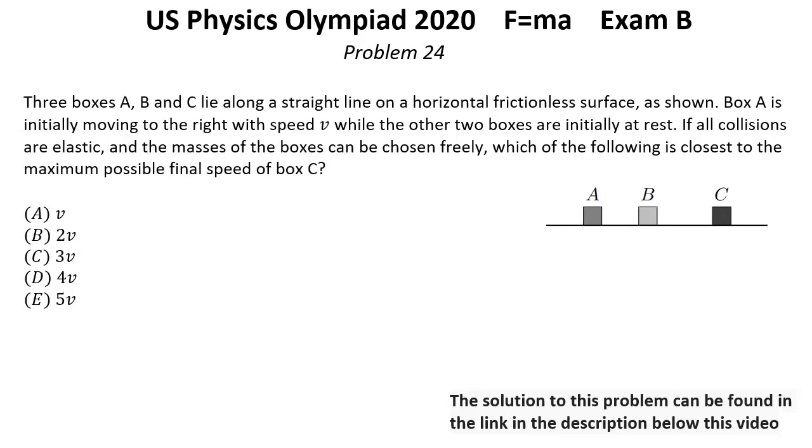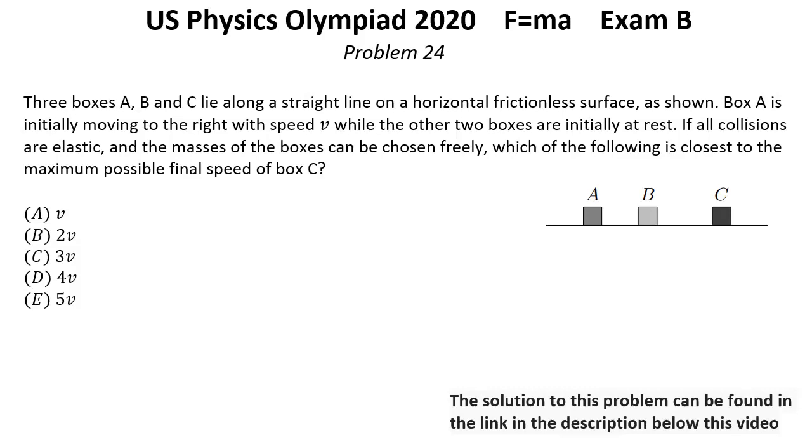Problem number 24. Three boxes A, B, and C lie along a straight line on a horizontal frictionless surface as shown. Box A is initially moving to the right with the speed v, while the other two boxes are initially at rest. If all collisions are elastic and the masses of the boxes can be chosen freely, which of the following is closest to the maximum possible final speed of box C? Solution for problem number 24.